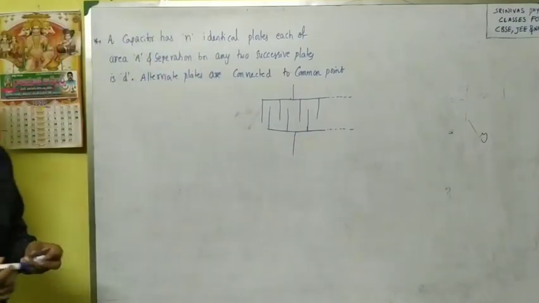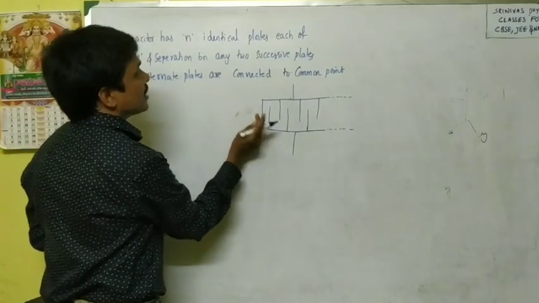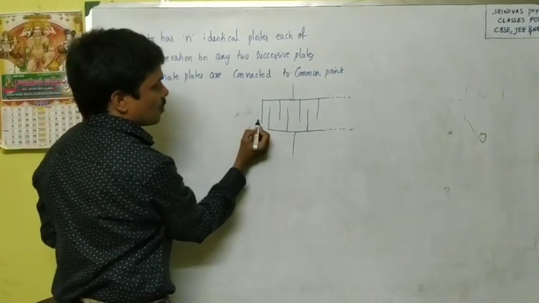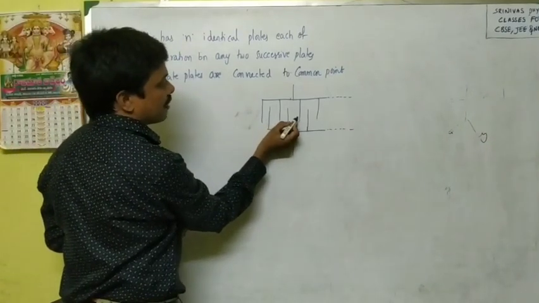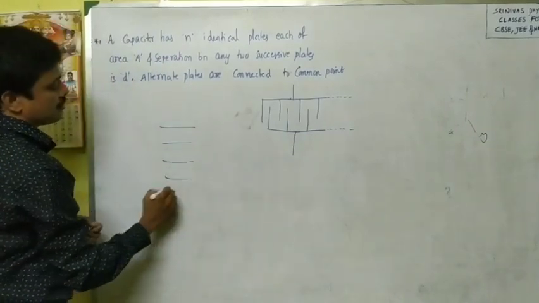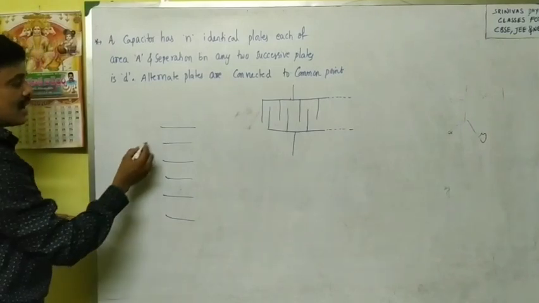Okay, this is our capacitor. Look here, it has some n plates, 1 2 3 4 5 6 7, like this. N plates are there, 1 2 3 4 5, like this. There are n plates in this alternate arrangement.